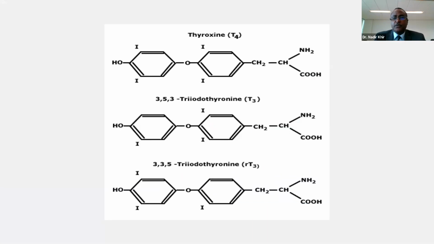So what are T4 and T3, and why do we call them T4 and T3? As you can see in this diagram, thyroxine compared to triiodothyronine is almost the same, but T3 is losing one iodine. So losing one iodine from T4 becomes T3.